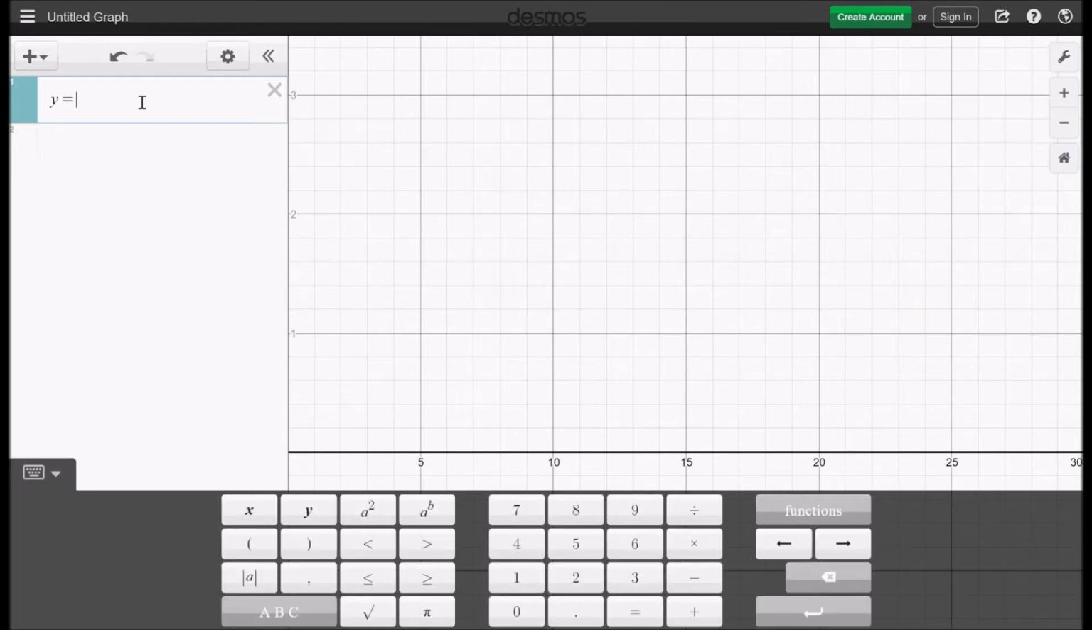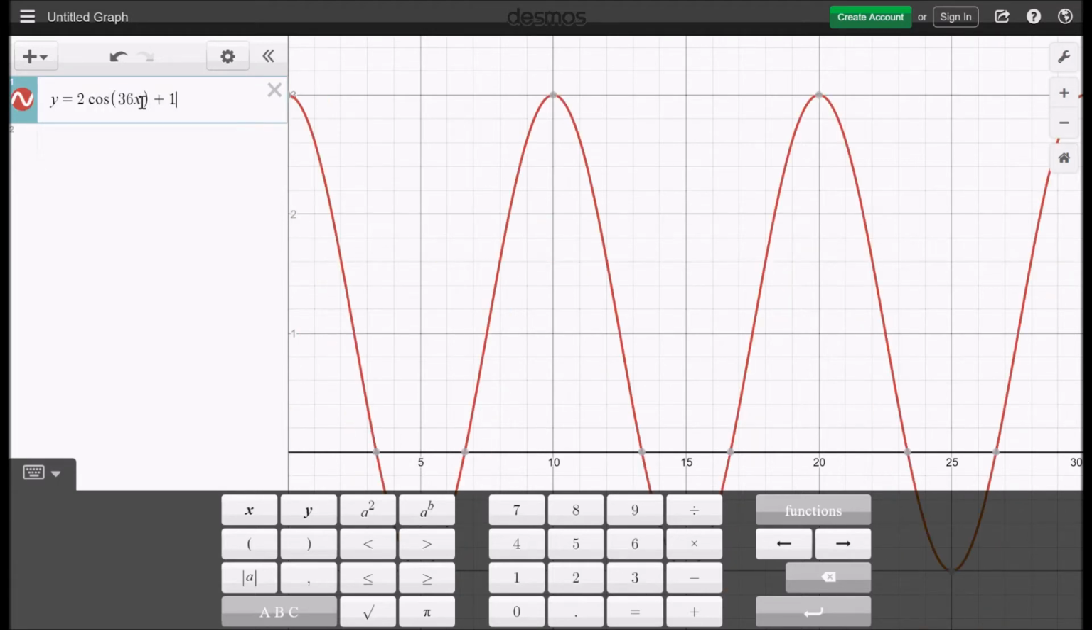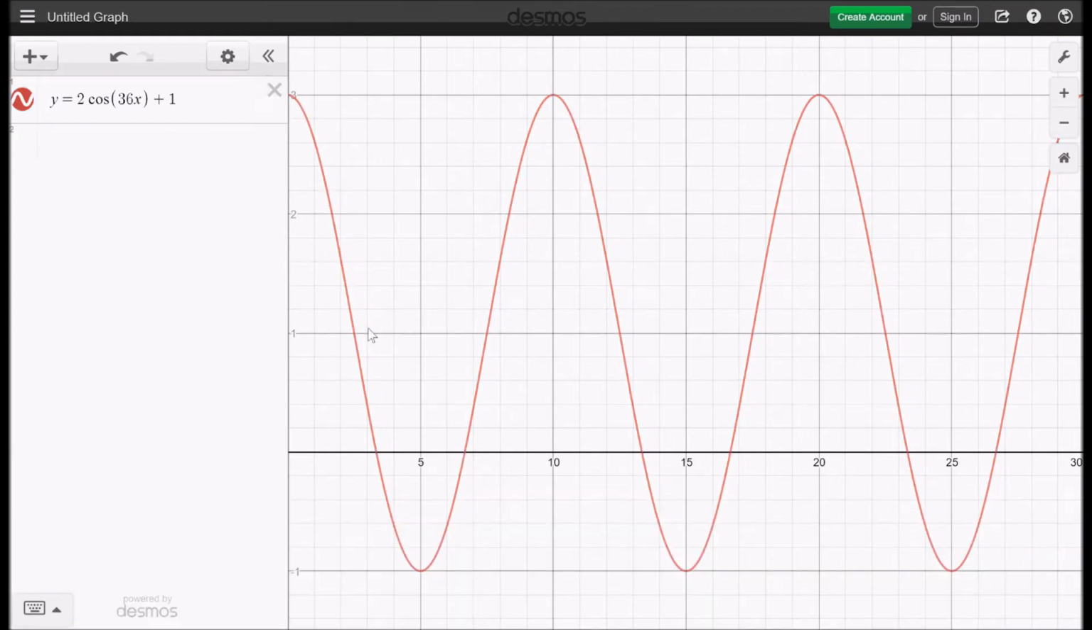So then I'm going to go ahead and write in the equation that we got. So we got y equals 2 cosine of 36x plus 1. So if you notice right here, this is our graph exactly how we see it on our paper. So it looks like it's a correct graph.